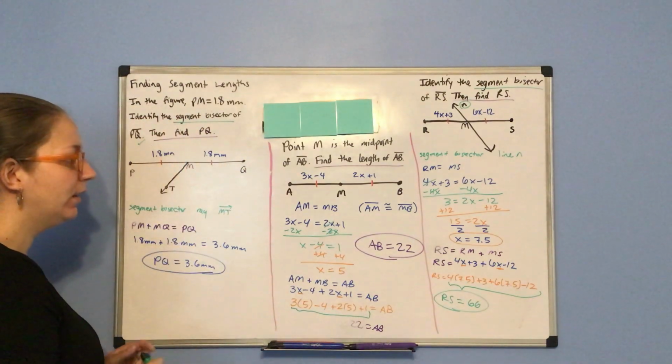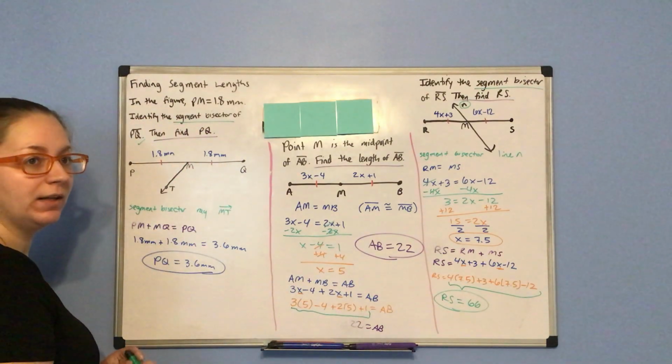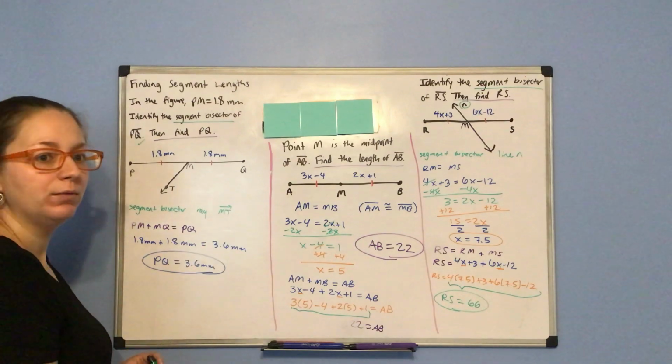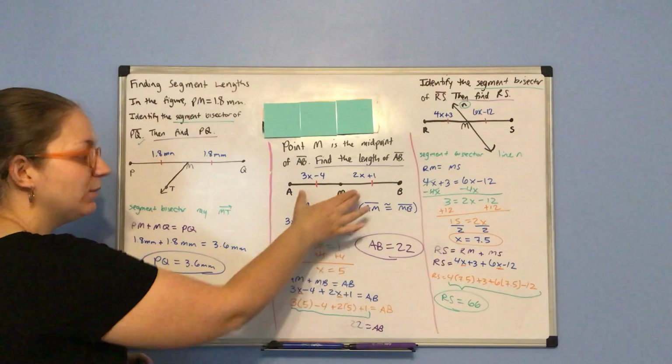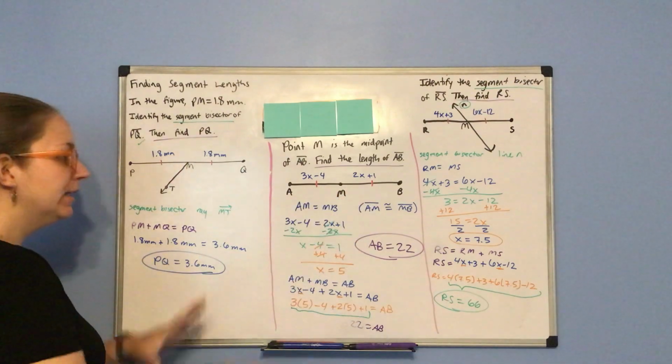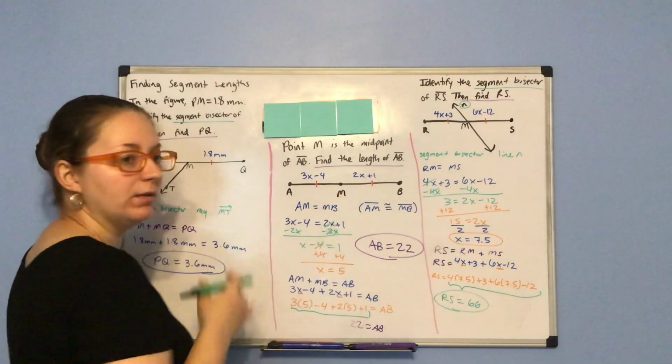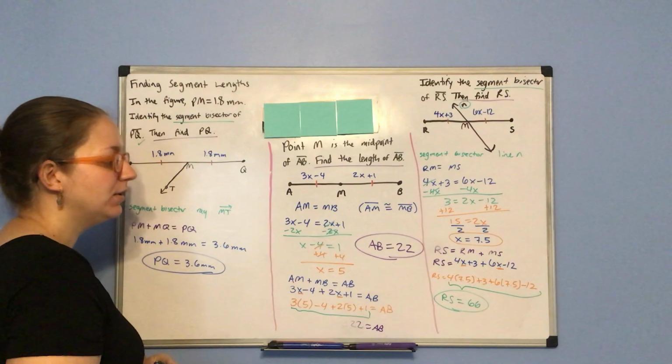So now we know how to deal with finding segment lengths if we're given information. If we've been given that something's a midpoint or a segment bisector, it means we split it into 2 equal pieces. Sometimes we have to do some algebra or solving equations like we did earlier this year.